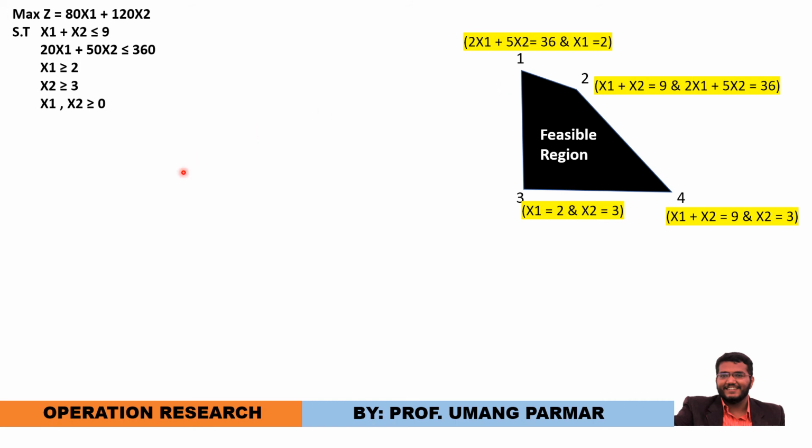So to get the coordinates of the first point, first I need to understand that my point number 1 is on the line 2x1 plus 5x2 equal to 36, and x1 equals 2. So these are the 2 different lines and their equations.